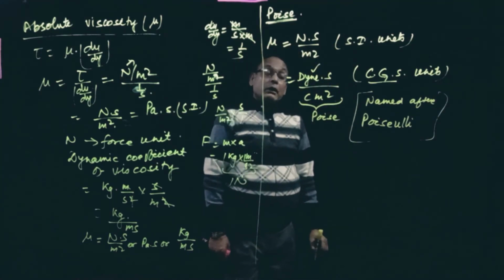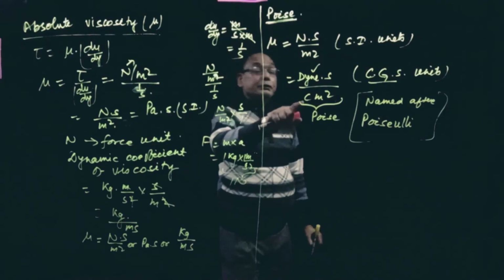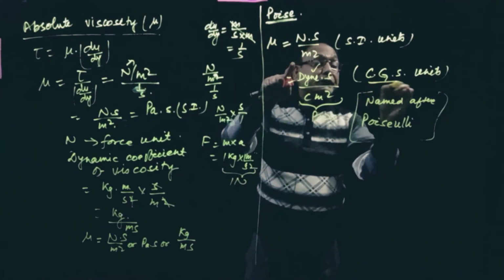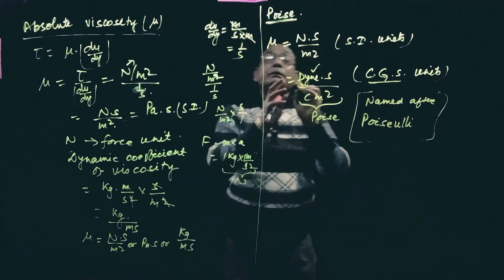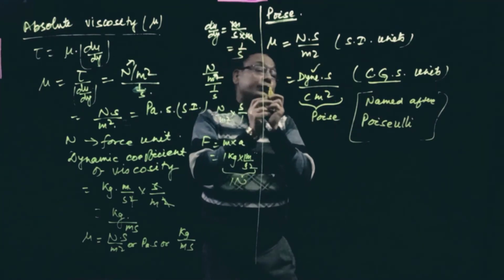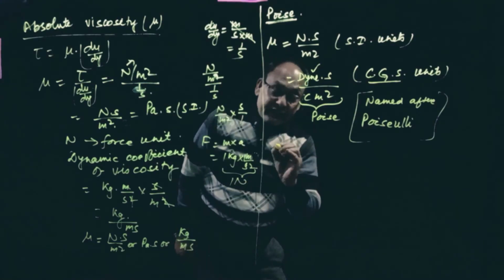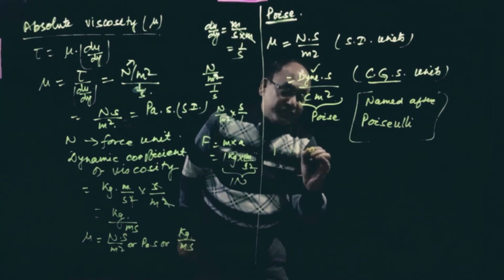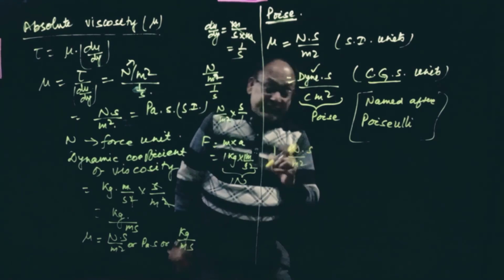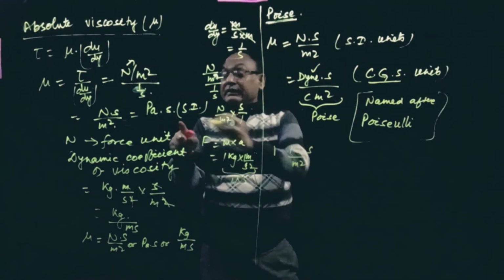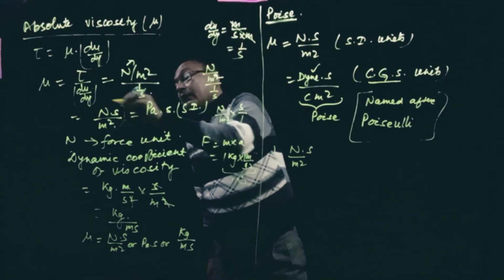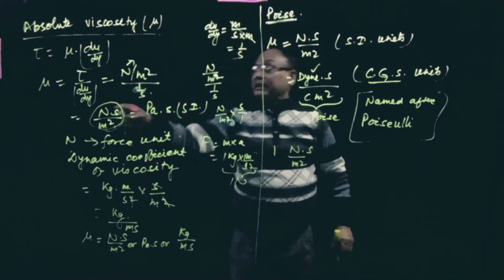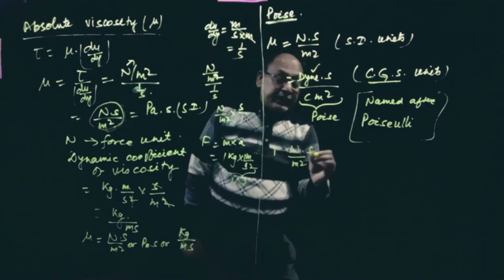Now, how to convert? Remember, in the CGS system they will always give you Poise. So Poise is nothing but the unit of mu, the absolute viscosity. Now how to convert? Let us see here. 1 Newton second per meter square. This is your standard unit in SI units. Remember, this is the standard unit. In applying the formula, we must know this one. We have to apply in this form: 1 Newton second per meter square.